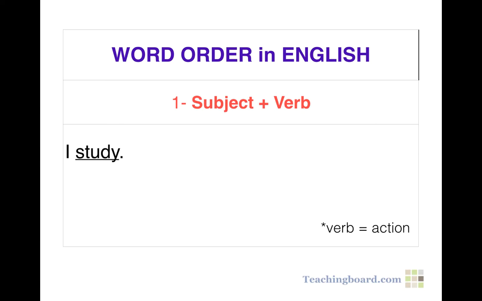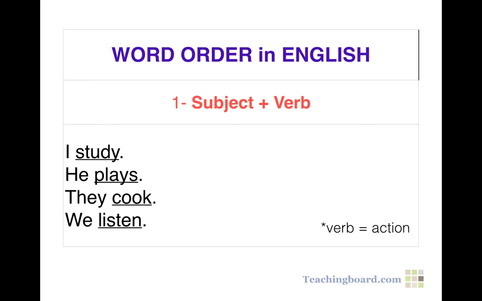I study. I is the subject. Study is the verb here. He plays. Plays is the verb. They cook. We listen. Okay? All these sentences have a subject and a verb each.